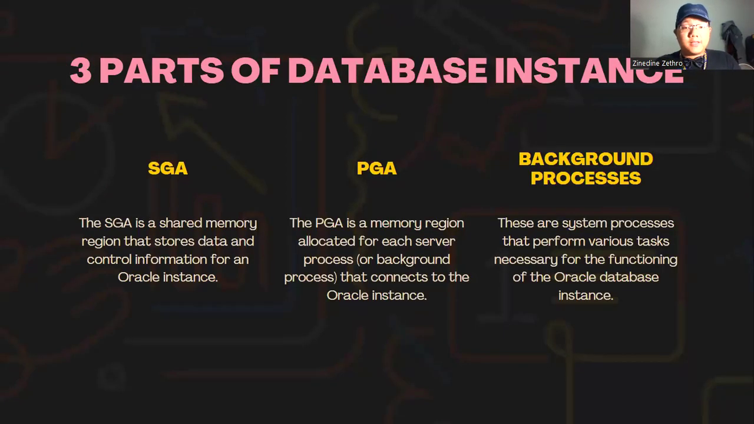And just like what I previously mentioned, there are three main parts of the database instance. First of all is the system global area, or usually called the SGA. The SGA is a shared memory region that stores data and control information for an Oracle instance. And then there's also the PGA, which is a memory region allocated for each server process or background process that connects to the Oracle instance. And lastly is the background processes, which are system processes that perform various tasks necessary for the functioning of the Oracle database instance.